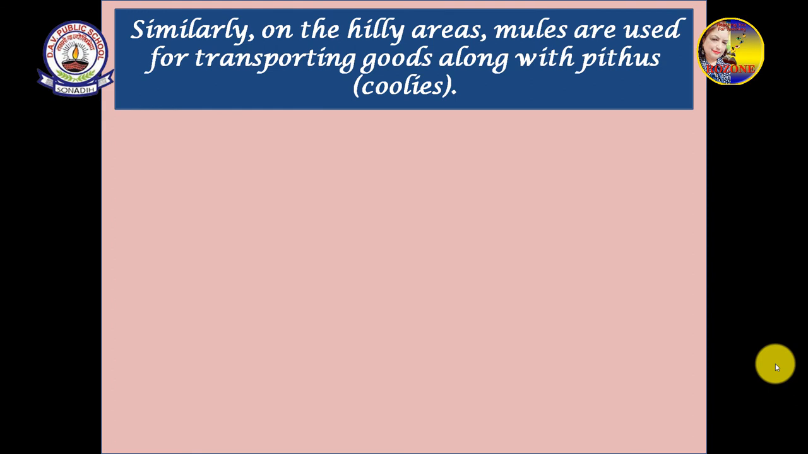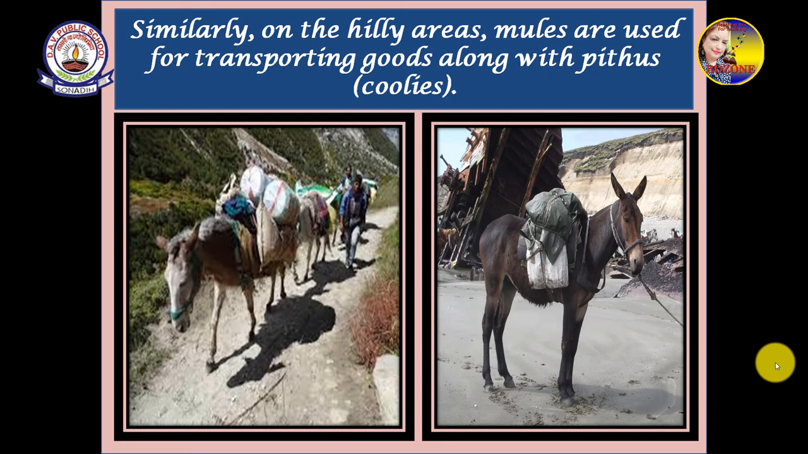Similarly, in the hilly areas, mules are used for transporting goods along with pitus. They are known as coolies. This is a pitu, and you will find in the hilly areas these are used. This mule is, you can say, the offspring of a male horse and a female donkey.